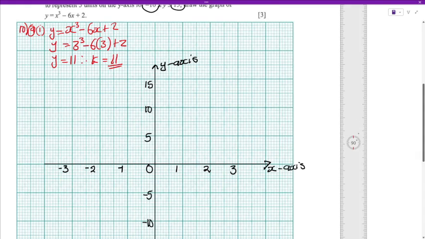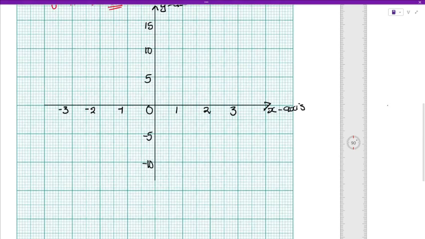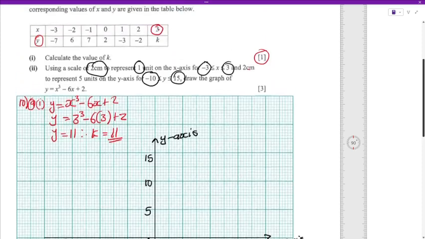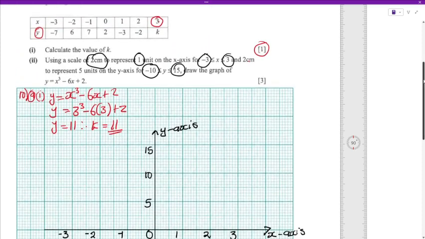Okay, so we have carefully interpreted the scale and we've plugged in our values. Now we can start plotting. So to plot, we're going to go back to our table of values here. So let me just put these coordinates down here for easy capturing. So I have negative 3, comma, negative 7.